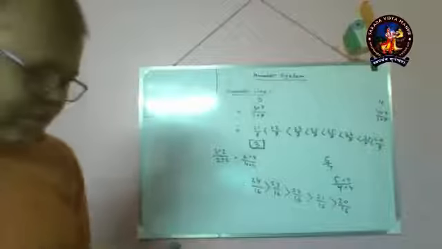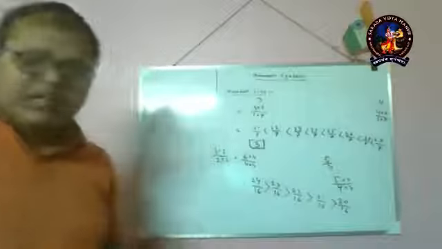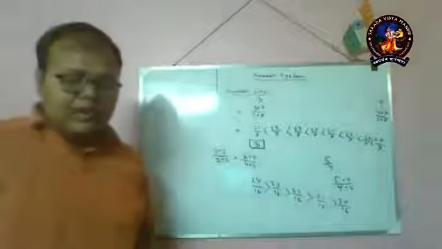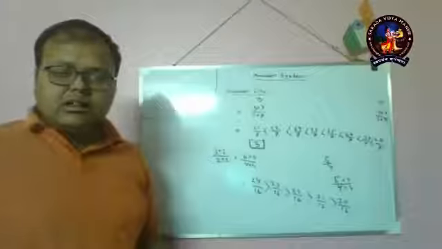Next, true or false. Every natural number is a whole number. Obviously all the natural numbers are whole numbers, because natural numbers including the 0 are the whole numbers. So every natural number is a whole number.